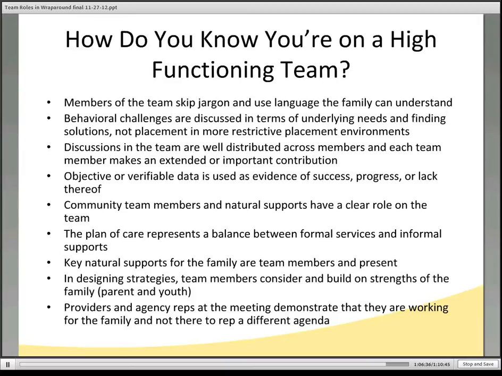does. Also, the discussions within the team are pretty well distributed across all members of the team, and everyone talks, everyone contributes, and makes an extended or important contribution to the team. It's like in baseball, you don't have one hero and nobody else on the team succeeds in a winning team. It's everybody's put in their effort.